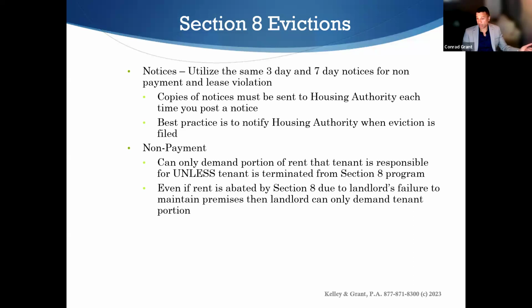So if Section 8 is paying their $1,500 and the tenant isn't paying their $500, you can only ask for the $500. If you fail inspection and Section 8 abates rent, which means they're not paying you, you can only demand the tenant's portion also. But of course, the tenant's going to say, hey, you failed inspection, so I'm going to withhold rent. So you're not going to win that.